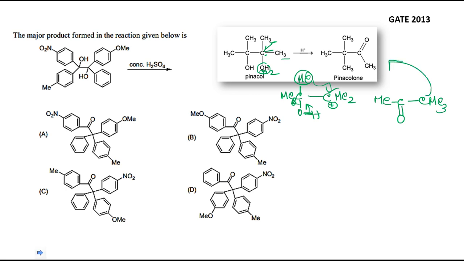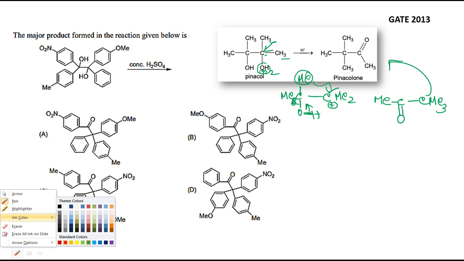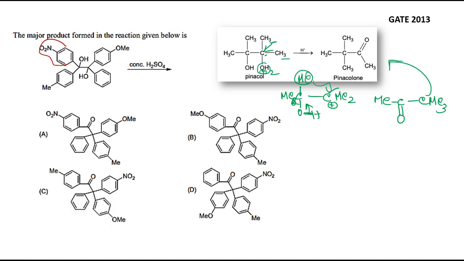But in our case, we have all 4 groups different. So what to do? First make it simple. Suppose this is R1, this is R2, R3 and R4. All the groups are different, but I will write it like this.